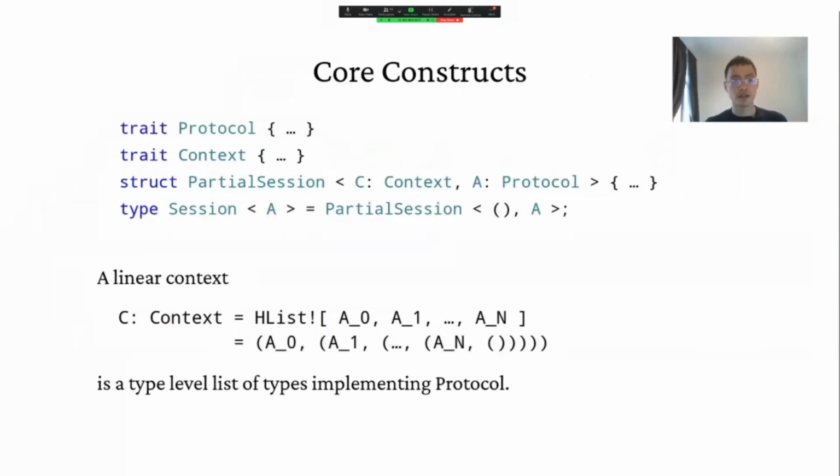In Ferrite, the Rust types representing session types would have the Protocol trait implemented. Following that, the linear context is represented as a type level list of session types, and it implements the Context trait. The PartialSession struct is then parameterized by the linear context C and the session type A, with the underlying guarantee that all channels in the linear context are consumed linearly. Finally, the type Session<A> is actually defined as a type alias to the type PartialSession<(), A>, indicating that it is a top-level Ferrite program with an empty linear context.